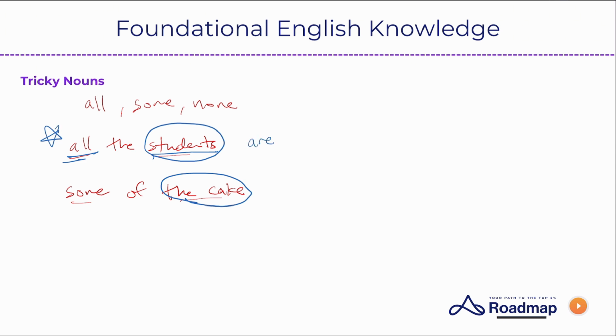But if I say some of the cake, or all of the cake, now in this case, the noun that's combined with these words is the cake, and the cake is a singular noun. So in this case, you have to treat these words as a singular subject. You would say some of the cake is missing. All of the cake was eaten. So in these cases, you would use a singular verb.